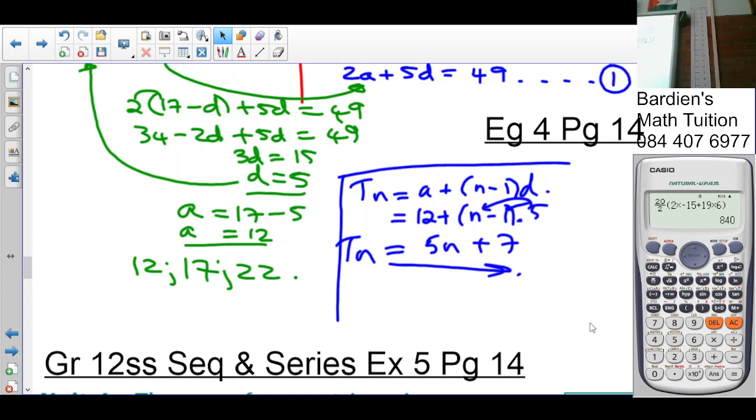And so for homework here I want you guys to do exercise 5 and then you read through the sum of geometric series on page 15. Okay.